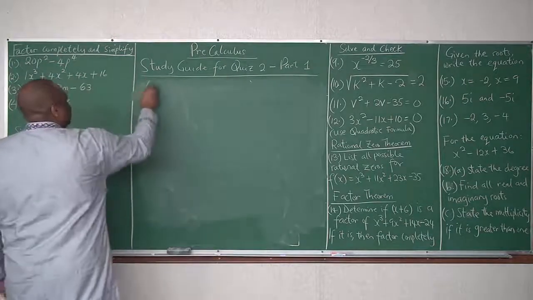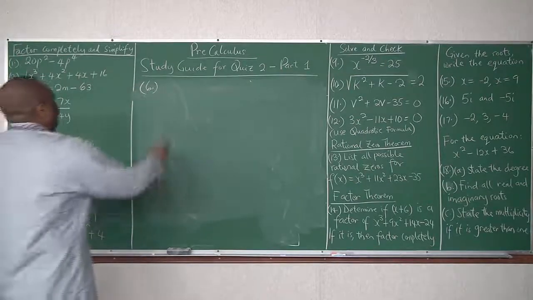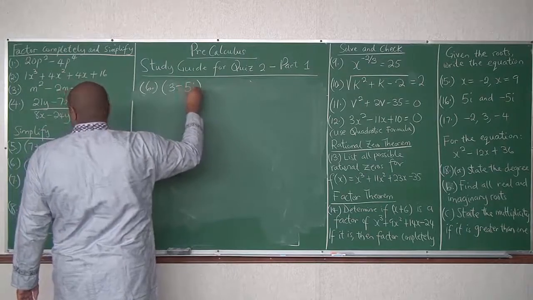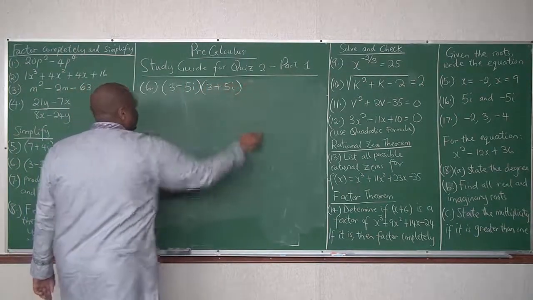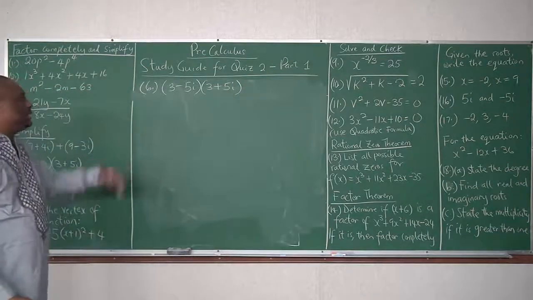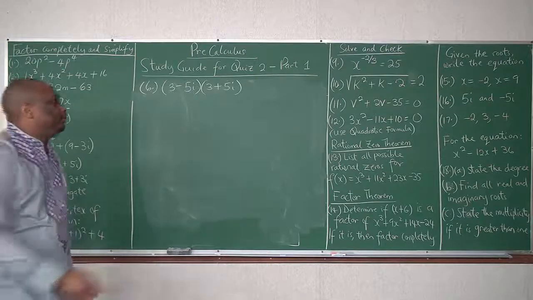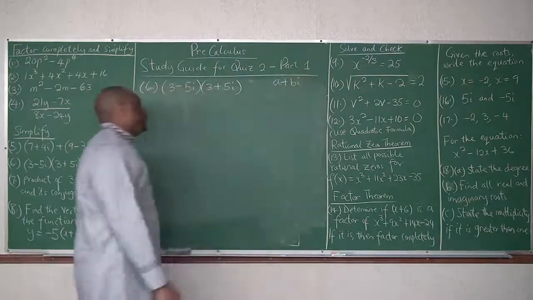Question 6. 3 minus 5i times 3 plus 5i. So let's multiply this and put it in the standard form of a complex number, a plus bi.